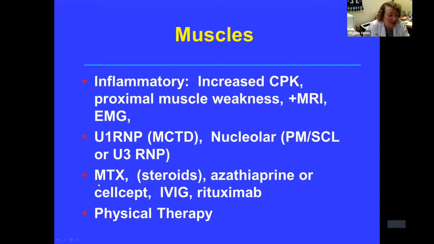We do treat these patients like we would any other polymyositis patients: methotrexate, azathioprine, CellCept. We do use steroids. We try to avoid high-dose steroids, but generally we sometimes have to. We might use IVIG early on rather than high-dose steroids, and maybe even some rituximab. Again, physical therapy to help with strength is important.